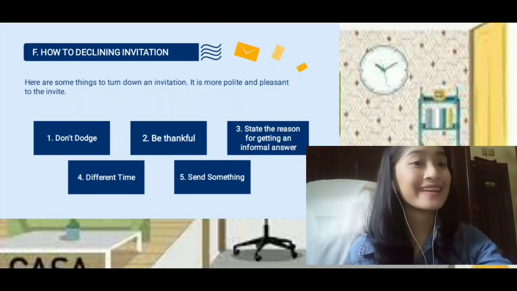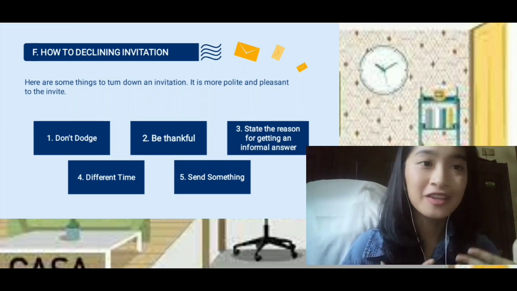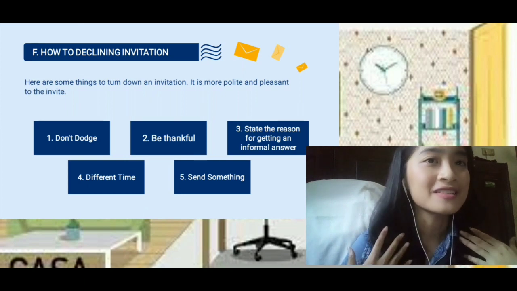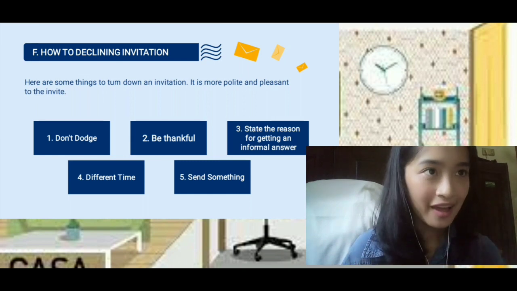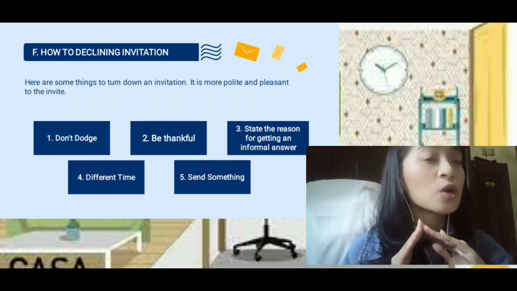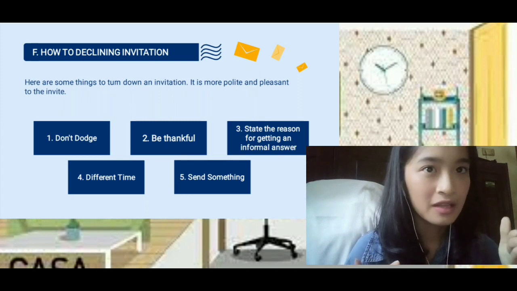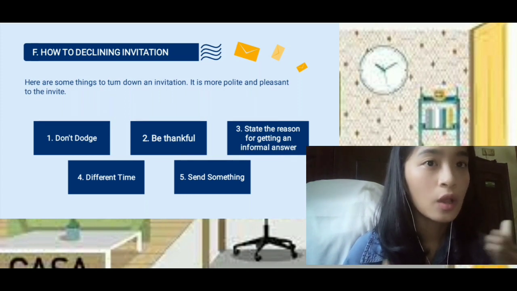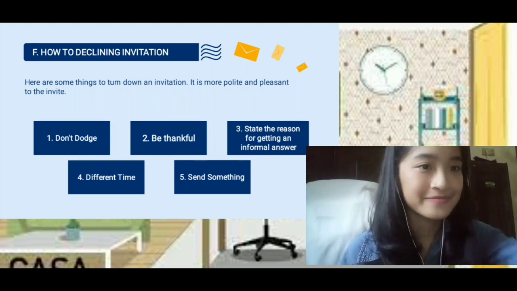Okay, so in this slide, we're going to talk about how to decline an invitation. Here are some things to turn down an invitation. It is more polite and pleasant to the invitee. The first one is don't wait. If you're unable to go, then immediately inform them. Procrastinating will only make it harder to decline an invitation.